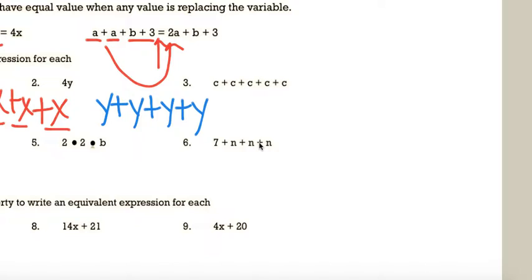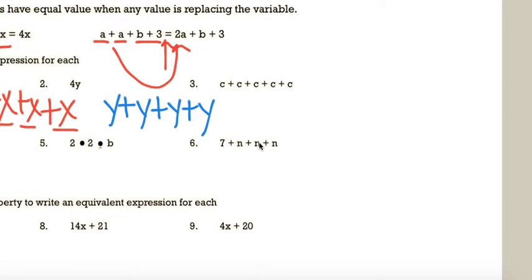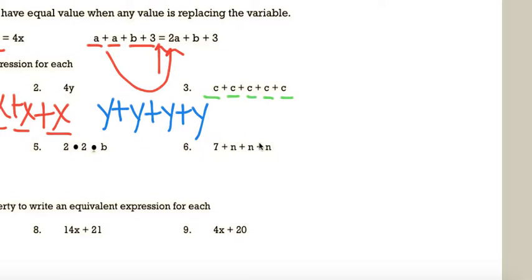Now it's kind of in reverse. Number 3, they're giving us the repeated addition, and we have to write the expression that goes with this. So if I look at the question, we have C plus C plus C plus C plus C. How many C's do we have? Let's count them. 1, 2, 3, 4, and 5. So that is equal to 5C.